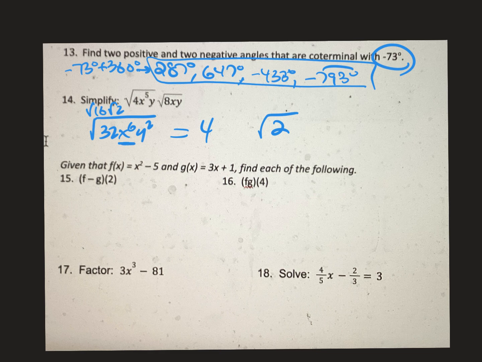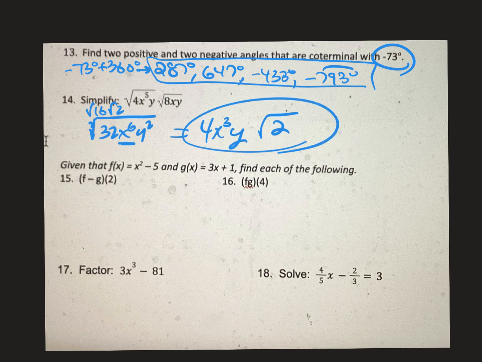When you take variables with exponents, remember you take the index, which is 2, it's a square root. You divide the index into your exponent. 2 goes into 6 3 times. 2 goes into 2 1 time. That's it. That's all you do.